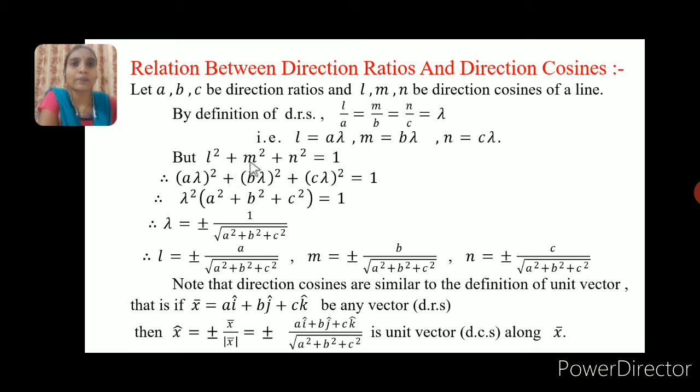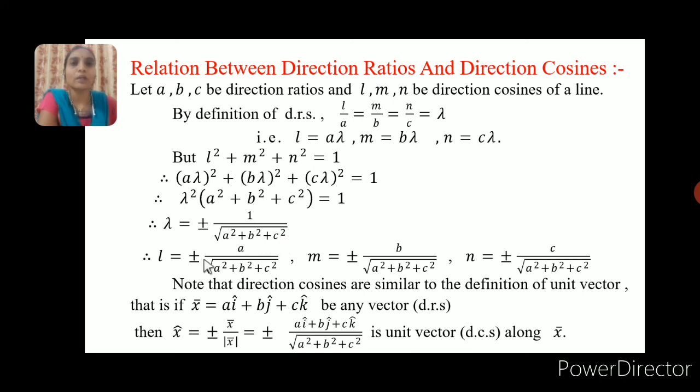But we know that L square plus M square plus N square is equal to 1. Therefore, (A lambda) square plus (B lambda) square plus (C lambda) square is equal to 1. Take lambda square common. Lambda square (A square plus B square plus C square) is equal to 1. Therefore, lambda is equal to plus minus 1 upon under root A square plus B square plus C square.